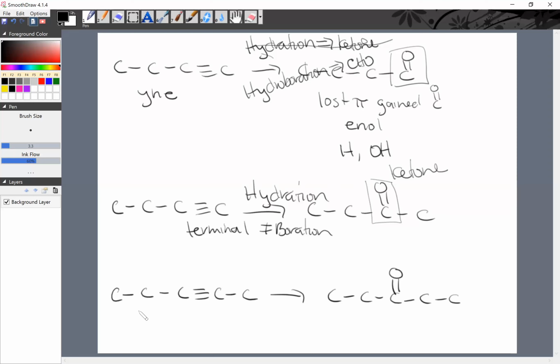All right, we have an alkyne. We did some kind of carbonyl, so I did some kind of an enol reaction, and I ended up with a ketone. But this was internal, so I didn't have a choice. No matter what I do, I'm going to end up with a ketone. So use hydration or hydroboration.